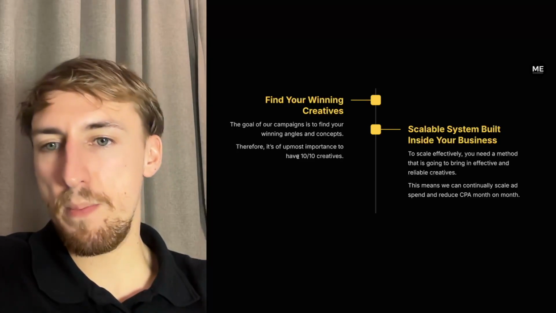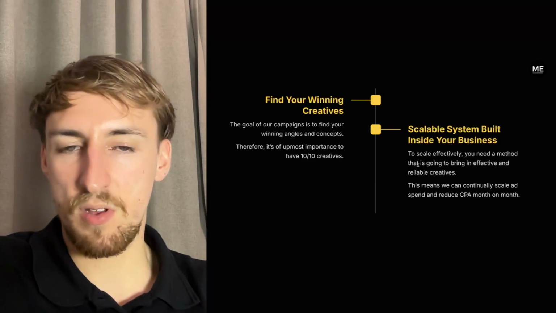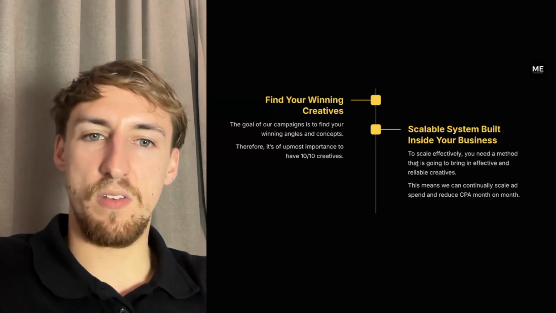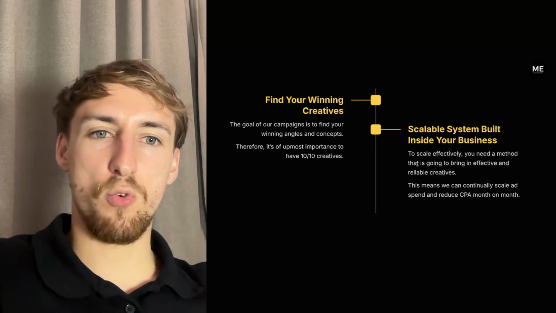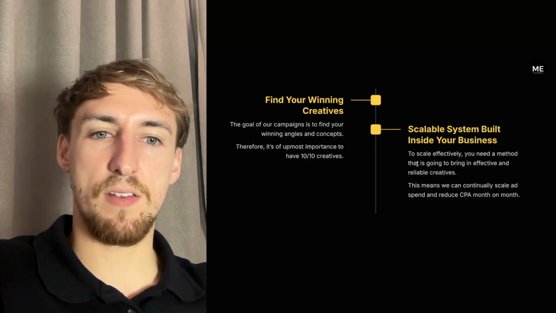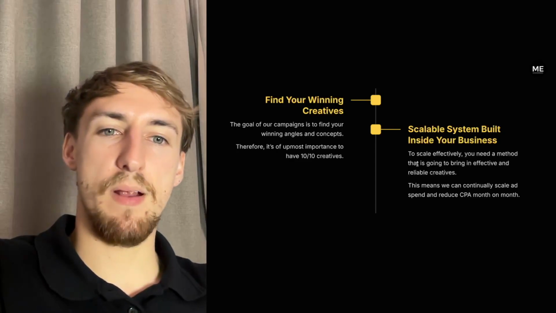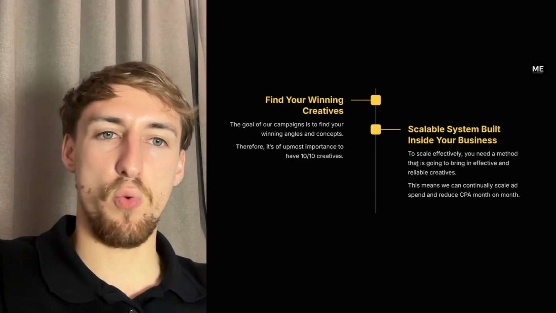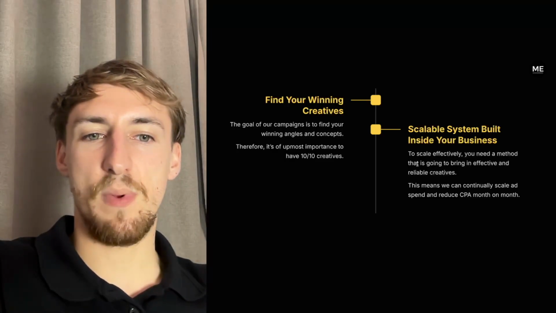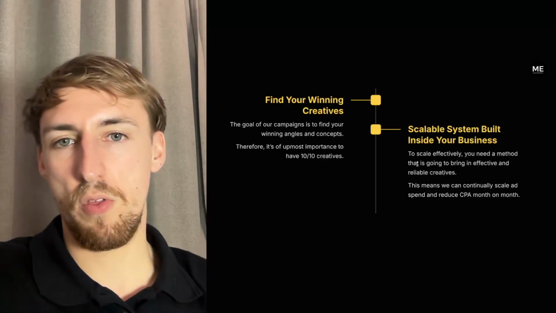So it's very important that we have 10 out of 10 creatives. And this is going to allow you to build a scalable system inside your business where you know what ads are working, you know what angles are working, you keep pumping ads out on a regular basis, and this is going to give you the ability to increase the amount of ads you want at a click of a finger, and also continue scaling ad spend and reduce CPA month on month.